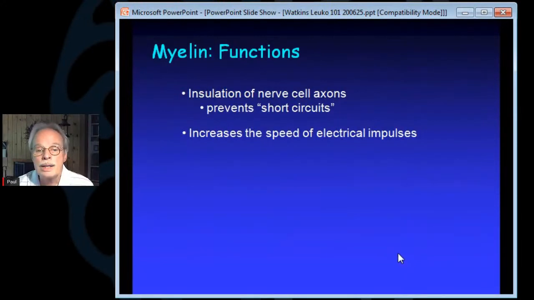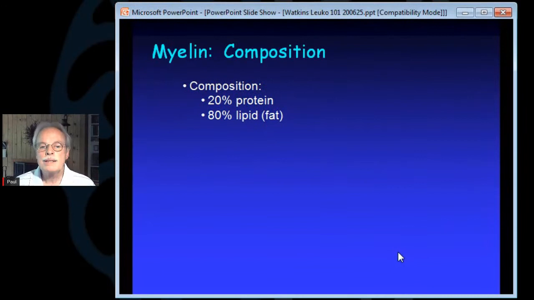So a couple of functions of myelin, as we've said several times: the insulation around the axons prevents short circuits, but it also actually increases the speed of conduction of the electrical impulses. A lot of times with electrical impulses, the further you get from the source of the signal, the lower the signal becomes as a function of distance. But the myelin, and especially these nodes of Ranvier that have little places of no myelin, really help to speed along the conduction. So what's myelin made of?